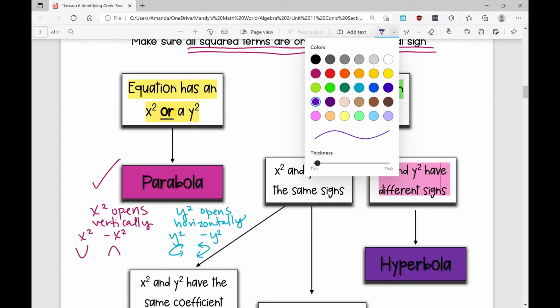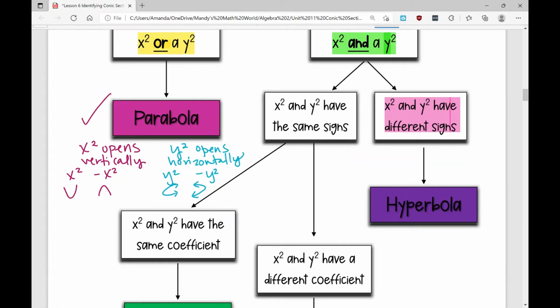If you have something like this, it will open sideways. If you have x squared minus y squared, it'll open up and down. If you have y squared minus x squared, so that if the x squared is negative, it opens up and down. If the y squared is negative, it opens left and right.